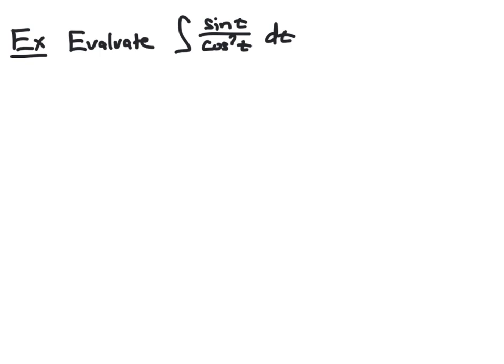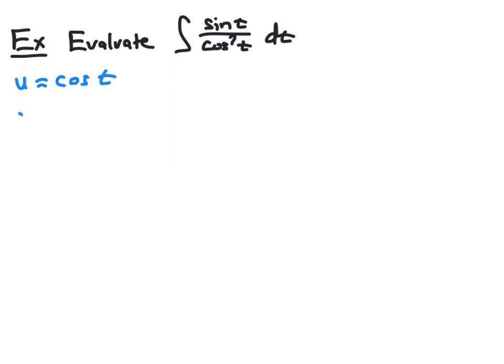In this example, we want to evaluate the integral of sine of t over cosine to the 7th of t. We notice here in the denominator, we have cosine to the 7th power of t, which means we have cosine of t being raised to the 7th power in that denominator. This means that our inside function of our composition is going to be the function cosine of t. And so that's going to be the value for u in this substitution.